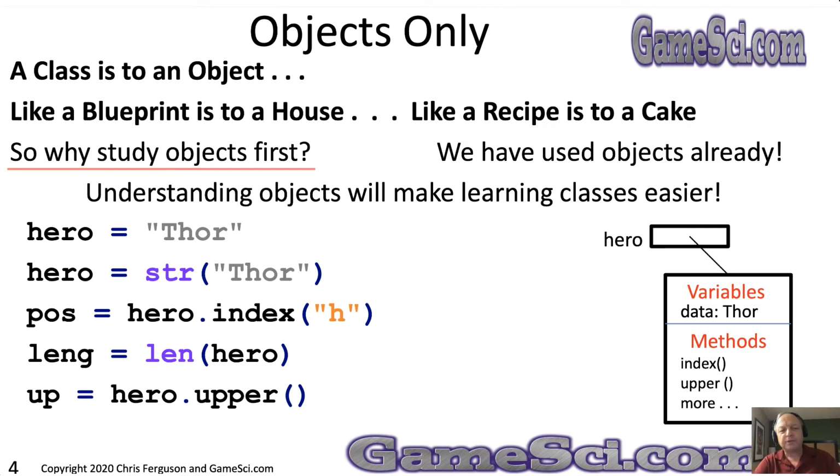Why study objects first? If a class is needed to create an object, why study objects first? Well, first of all, we've already used objects. Objects are something we've been using all along. Every variable in Python is an object, so we've been using objects. But more importantly, understanding objects will make learning classes easier. I used to start with teaching classes, and I realized the classes were more complicated than the objects, so I flipped it. We'll teach objects first, and in the next lesson we'll do classes.